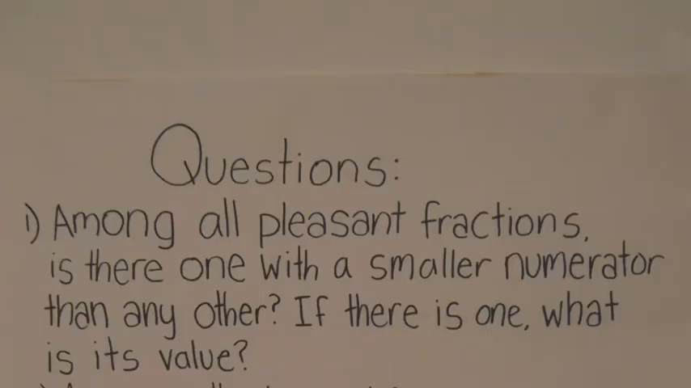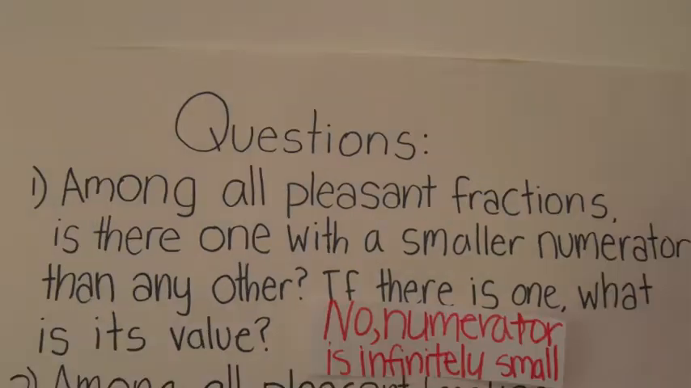So now we have solved for n, but we still need to answer these original questions. Question 1 asks, among all pleasant fractions, is there one with a smaller numerator than any other? If there is one, what is its value? Since for case 2 we found that n is less than negative 4, there is no smallest numerator, and n can be infinitely small.